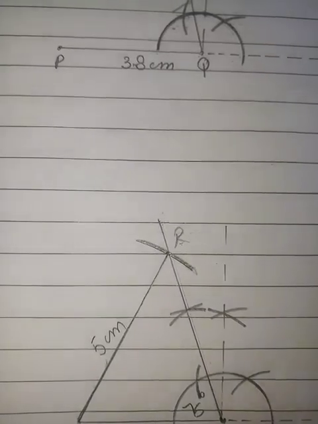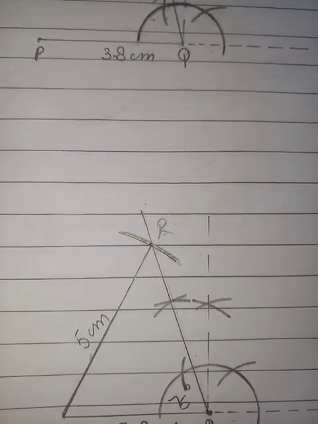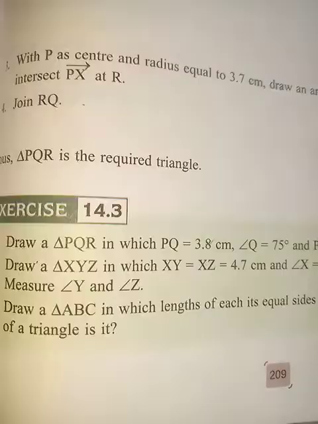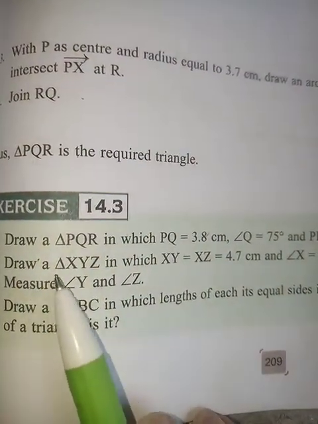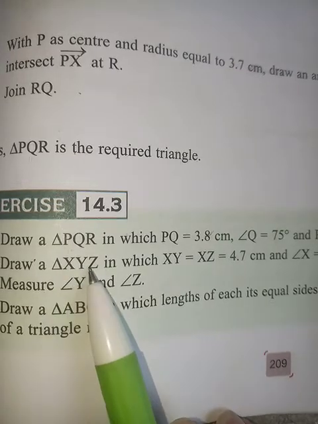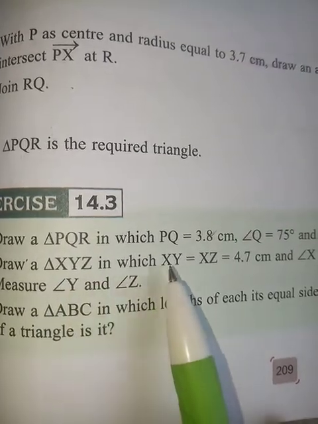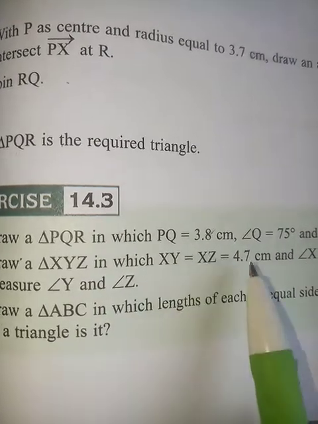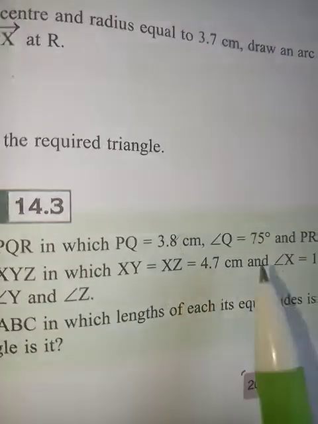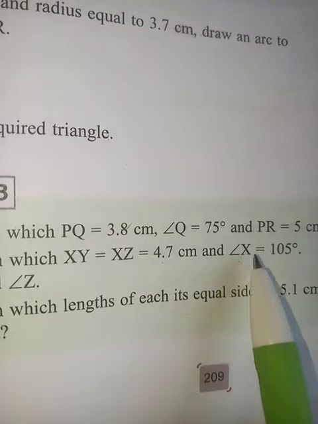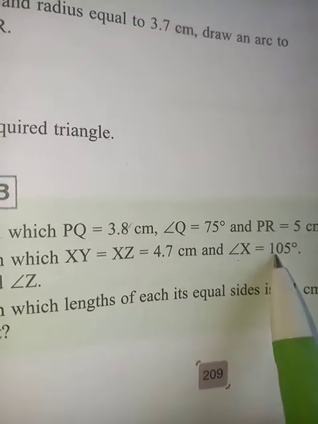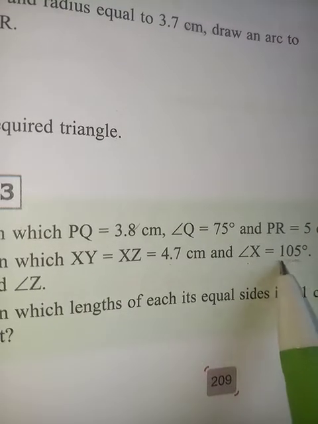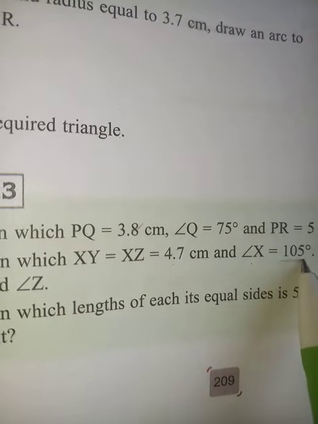So now, other things, I am going to explain the other two statements. You will draw the diagrams or construct the triangles by yourself. The second statement is: draw a triangle XYZ in which XY is equal to XZ, meaning these two line segments should be 4.7 centimeters, and angle X should be equal to 105 degrees. So here, beta, the main construction they will check is the 105 degree angle.